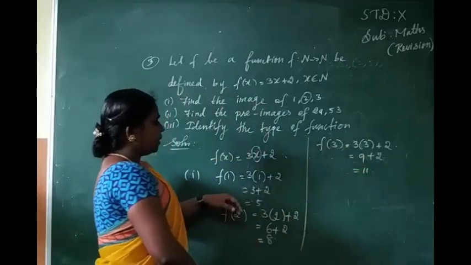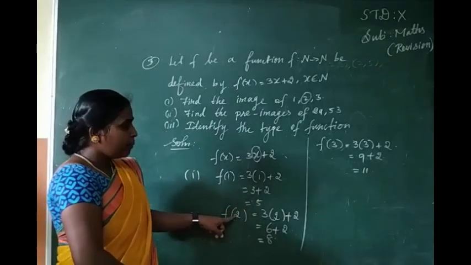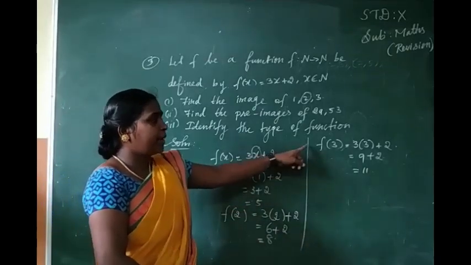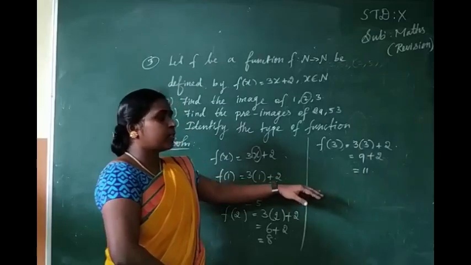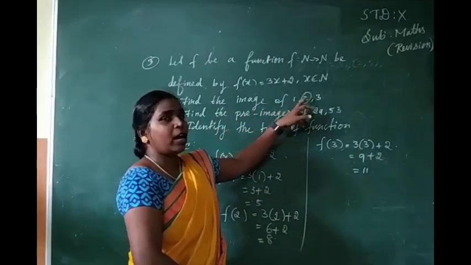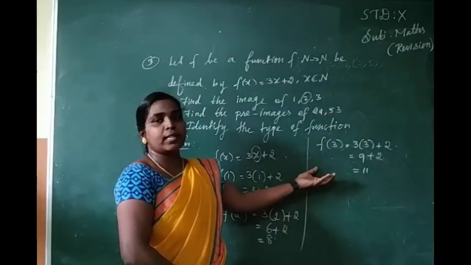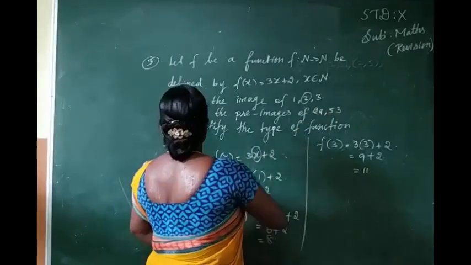Okay. So now we got the values for the first subdivision. Image of 1 is 5. Image of 2 is 8. Image of 3 is 11. So in the next line you write: image of 1, 2, 3 are 5, 8, 11. That's all. Okay. Next, second subdivision.